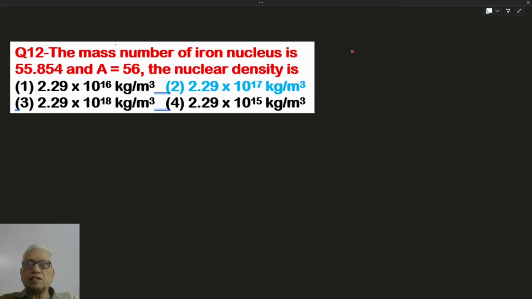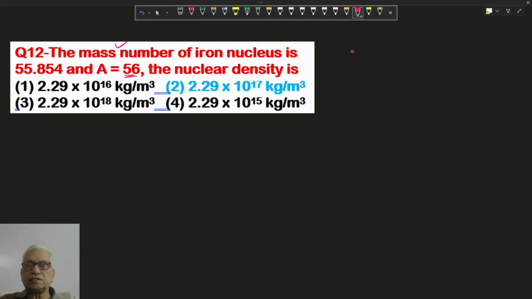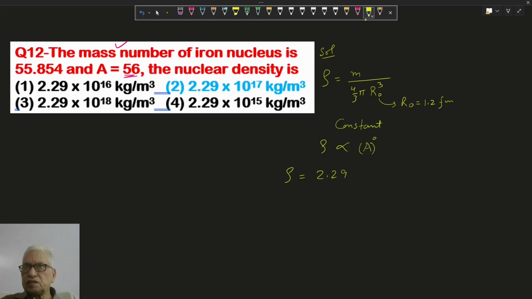In this question, the mass number of iron is 56. We have to find out the nuclear density. Now we know nuclear density is given as m upon 4/3 π r naught cube, where r naught is the empirical constant, 1.2 fermi, and this is a constant quantity. It is not depending on mass number, so it is a constant quantity for all. We know the calculation result is 2.29 × 10^17 kg per meter cube. So the option here is 2.